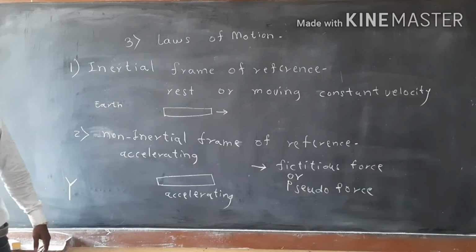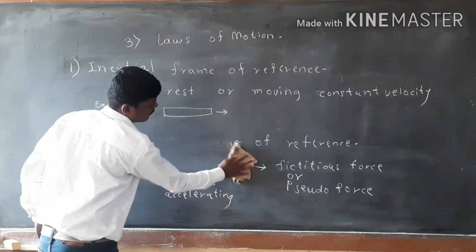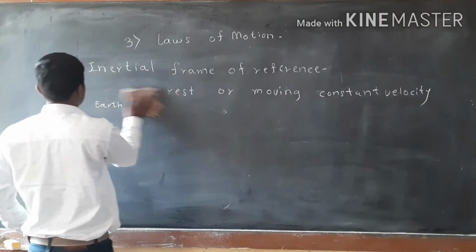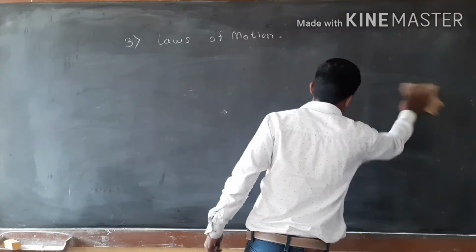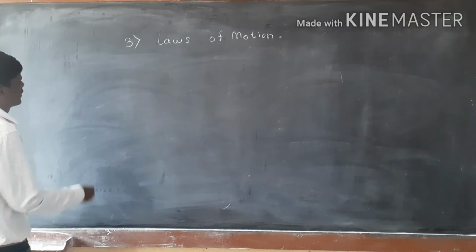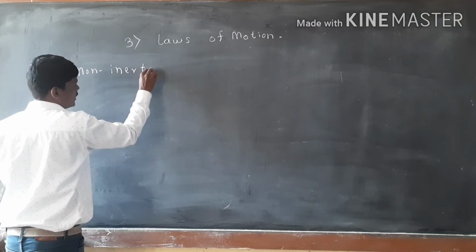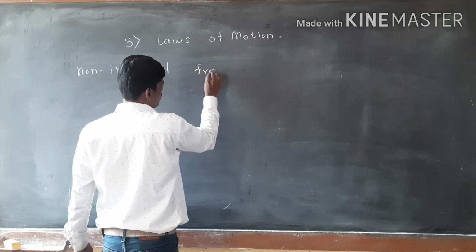Okay. So let's take an example of a non-inertial frame of reference. Inertial frame of reference is very easy. In a state of rest or in a state of uniform motion. Okay. Let's take an example of a non-inertial frame of reference. And in this example, we will see what is a fictitious force or pseudo force.